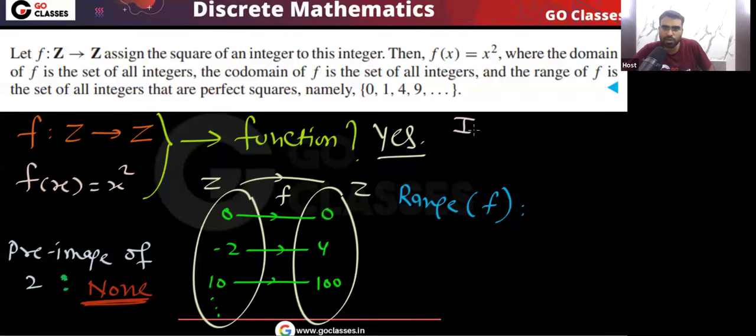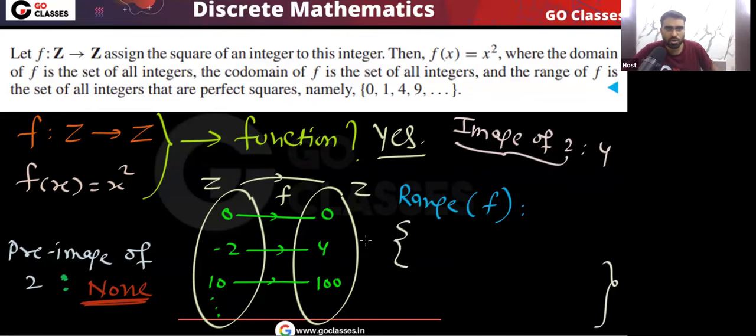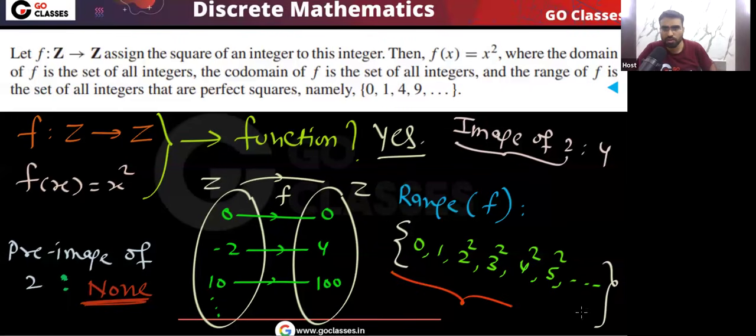And what is the image of 2? The image of 2 is 4. Right? Yes or no? So very simple, the image of 2 is 4. Now you tell me what is the range of f. You can notice the range of f will be all the square values, like this: 0, 1, 2 square, 3 square, 4 square, 5 square. So this is your range.